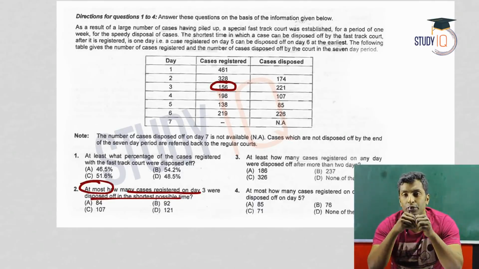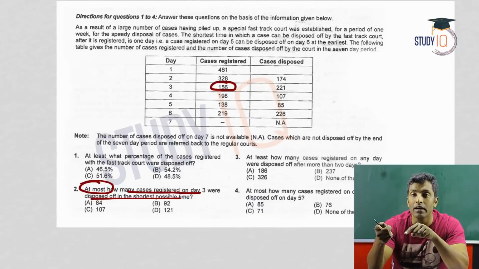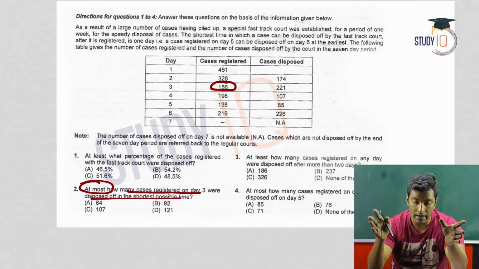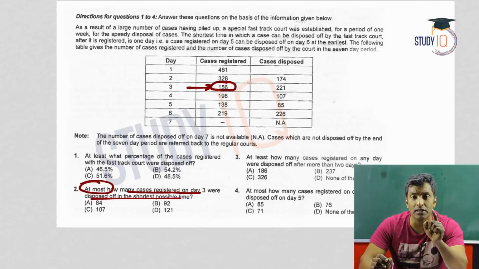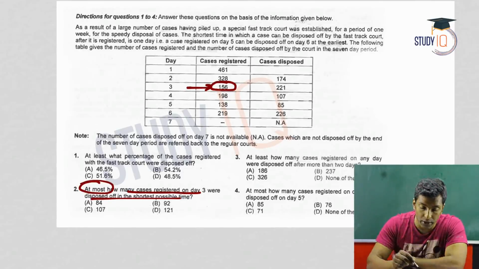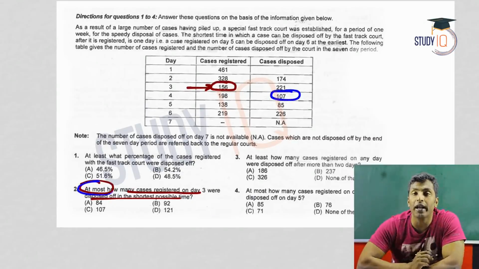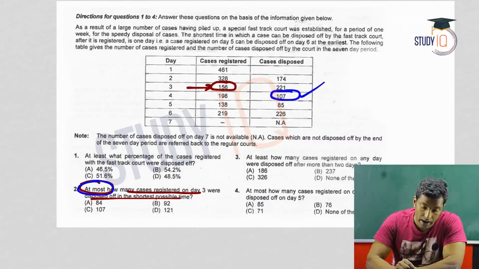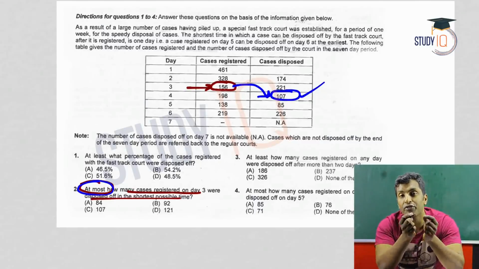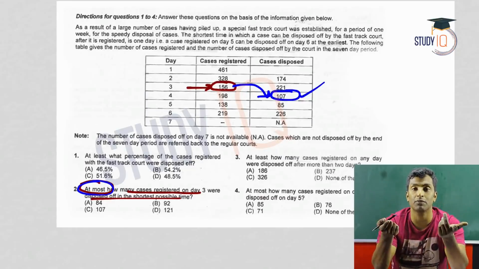See, if I register a case today, what they are saying is the shortest possible time in which this case can be resolved is 1 day. So if I register a case today, tomorrow is the shortest time period in which I can resolve the case. So if on day 3 156 cases were registered, the shortest time period in which these cases can be resolved is day 4. Now let's look into day 4, how many cases were resolved? 107. Now since the question is at most, you can assume that all the cases which were resolved on day 4 were registered on day 3. So out of 156 cases registered on day 3, 107 were resolved. That is the maximum which is possible, right?